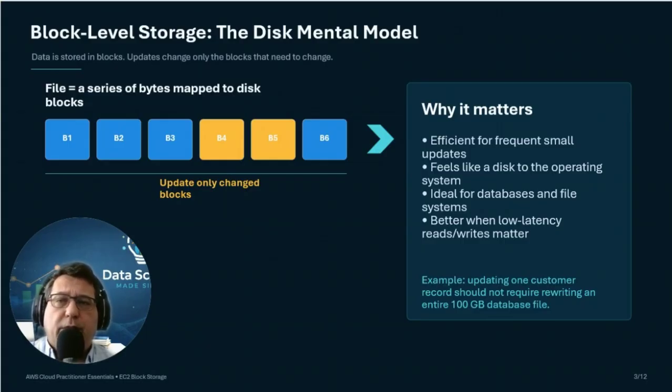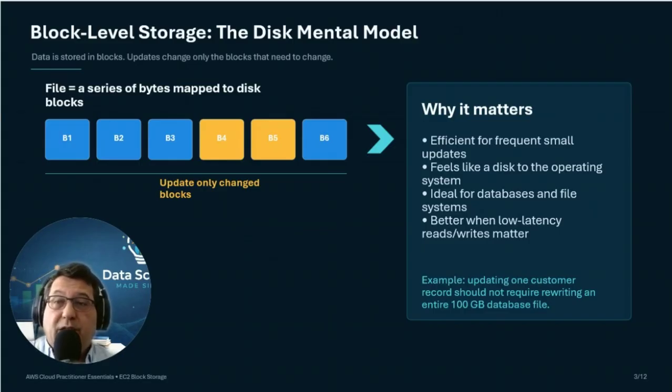If one small part of that file changes, the storage system does not necessarily need to rewrite every block. It can update only the blocks that contain the changed information. This is one reason block storage is efficient for applications that make frequent small updates.